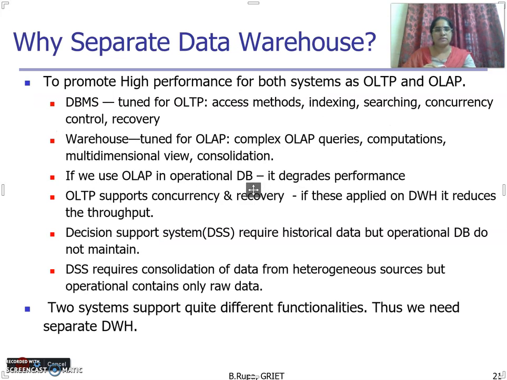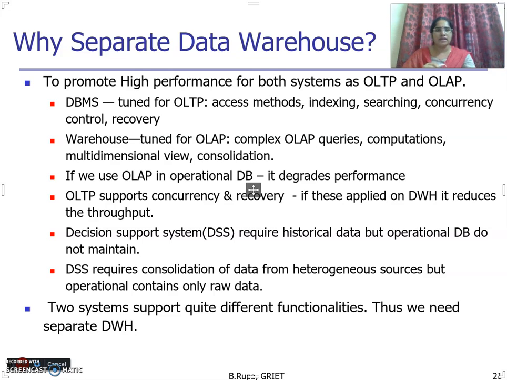Generally, we have two systems available: online transaction processing and online analytical processing. To promote high performance for both systems, some things are required. A database management system that is tuned for online transaction processing has access methods, indexing, searching, concurrency control, and recovery management. When we go for the warehouse that is tuned for online analytical processing, OLAP, we can apply complex OLAP queries, computations, multidimensional views, consolidation and summarization, all available within the warehouse. In the next video I will explain the OLAP operations.